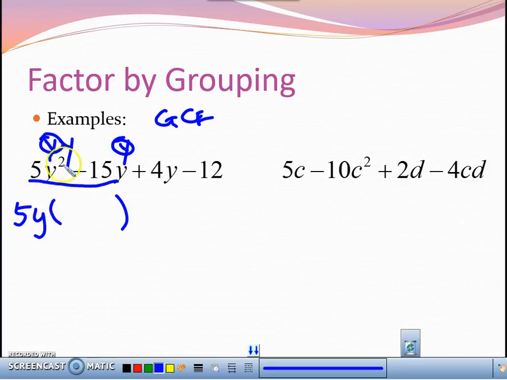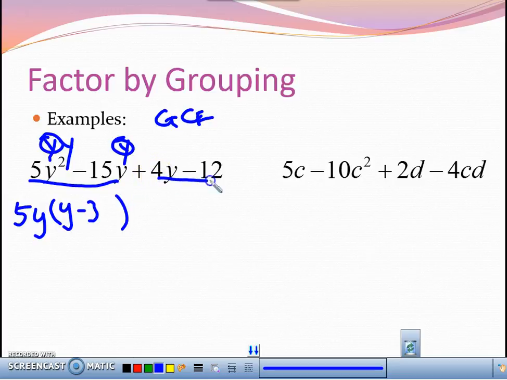So what is 5y squared divided by 5y? 1y, because 5 divided by 5 is 1. y squared minus y to the 1 is y to the 1. So that's y. And then what is negative 15 divided by 5? Negative 3. y divided by y is 1, so it cancels. So 1 times 3 is 3. So this is done. So y minus 3.